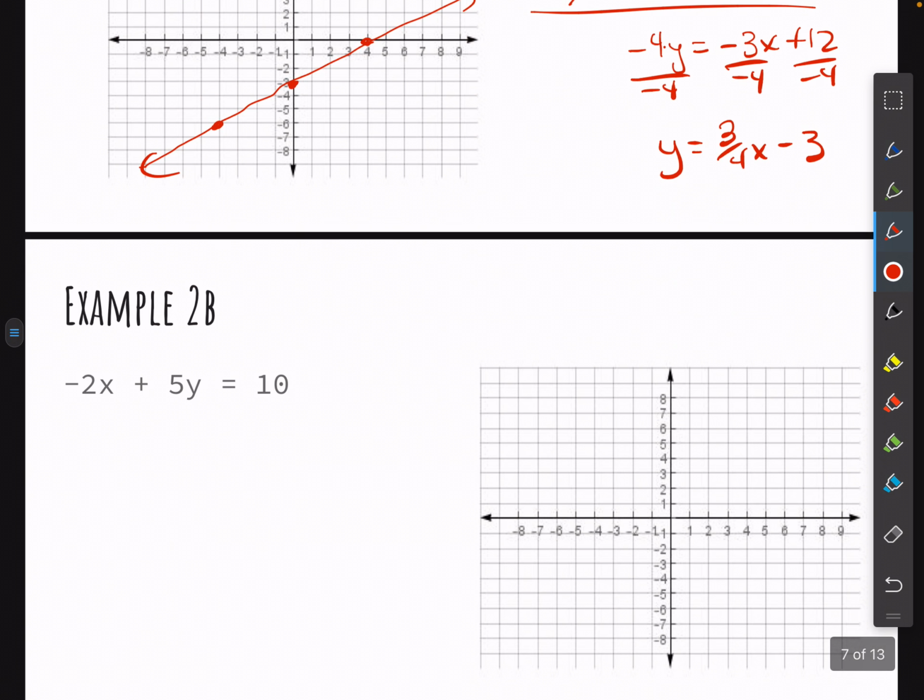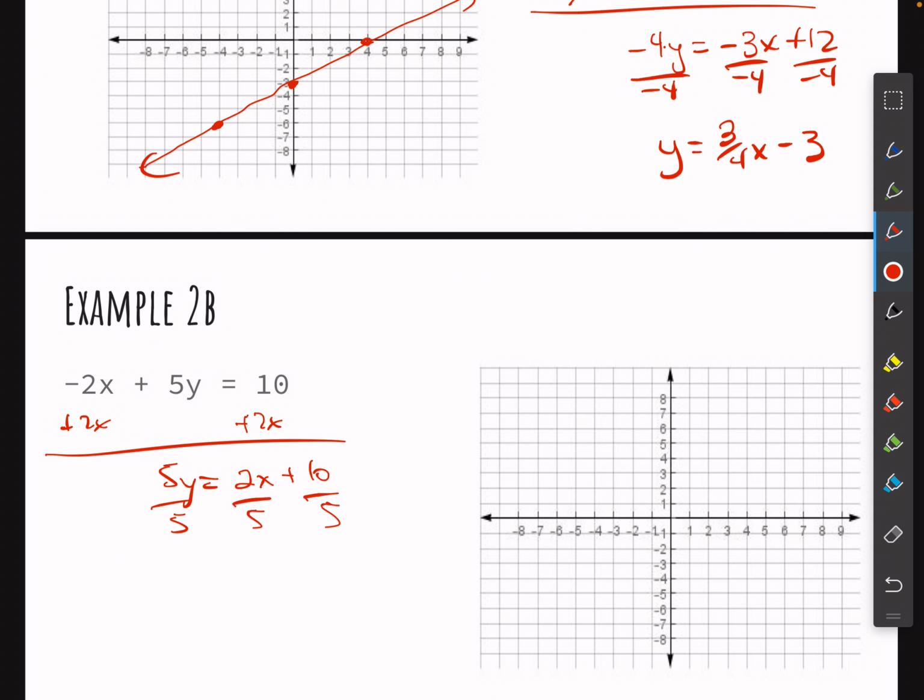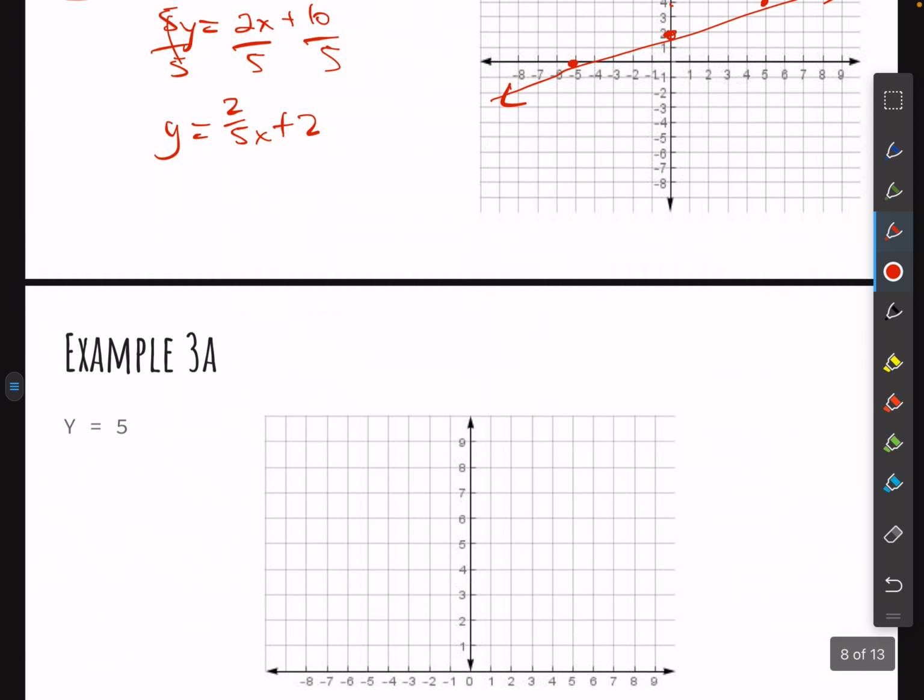All right, so let's move our x over for this one. We're going to put it into the correct form here. We get 5y is equal to 2x plus 10. Okay, so then we divide everything by 5 to get y by itself. And we get y is equal to 2/5 x plus 2. Okay, so we're going to start at positive 2. We're going to go up 2, right 5, and we get this guy. Okay, so that's example 2.